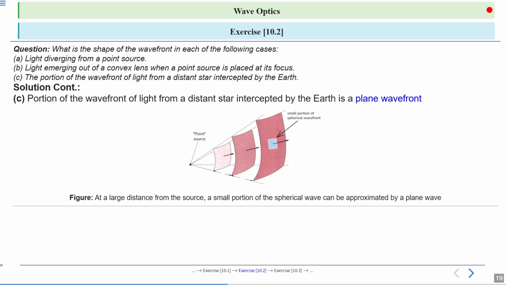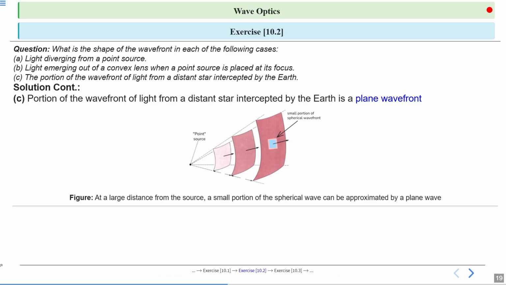So the portion of the wavefront of the light from a distant star that is intercepted by the Earth, that is noticed at the Earth, is a plane wavefront. In the diagram you can see that if the point source is a distant source, there are spherical wavefronts, but a small portion of the spherical wavefront will be plane.